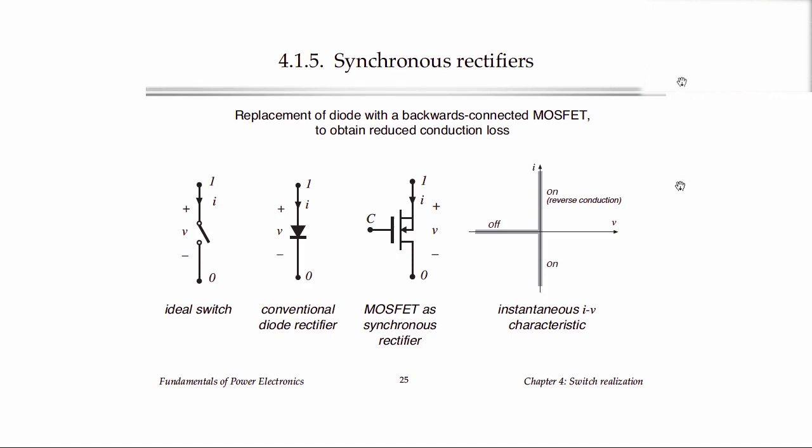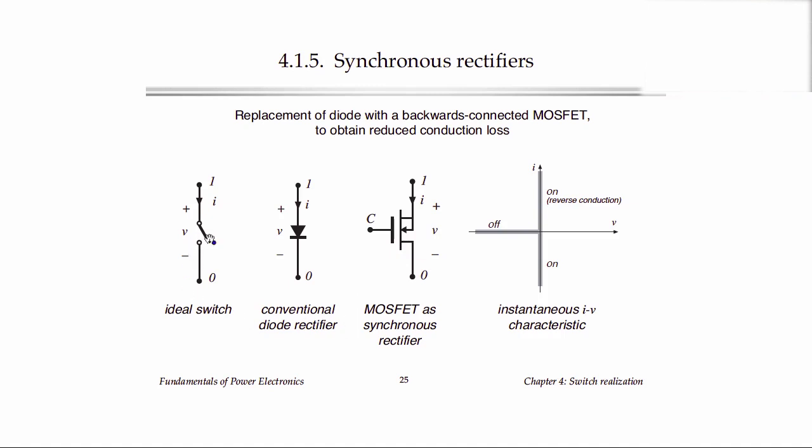Okay, I want to talk also just for a minute about synchronous rectifiers. We've talked about the idea that a MOSFET is inherently a current bidirectional switch, and this property can be used in what is called a synchronous rectifier application, where we replace a diode with a MOSFET and take advantage of this reverse current capability.